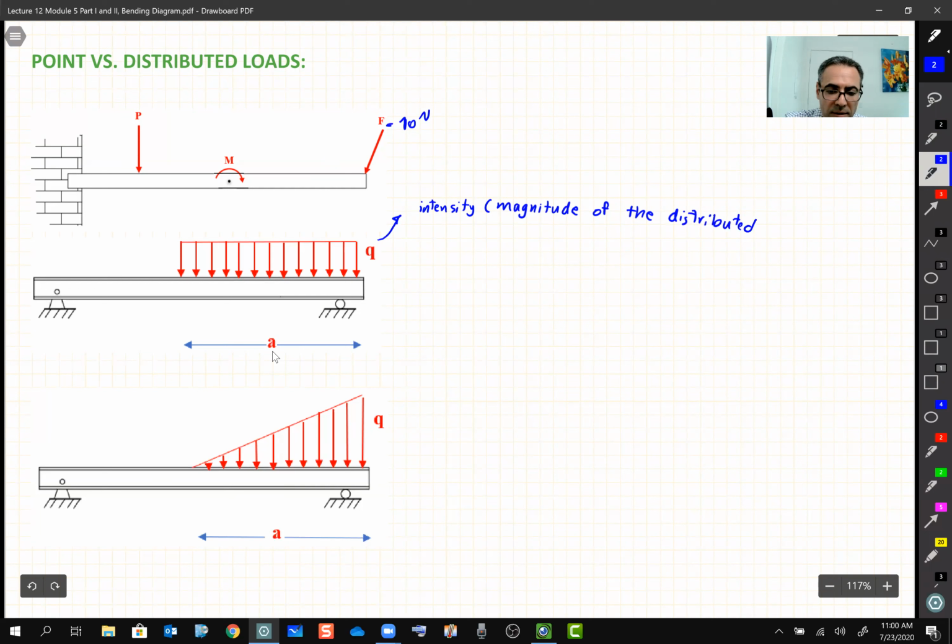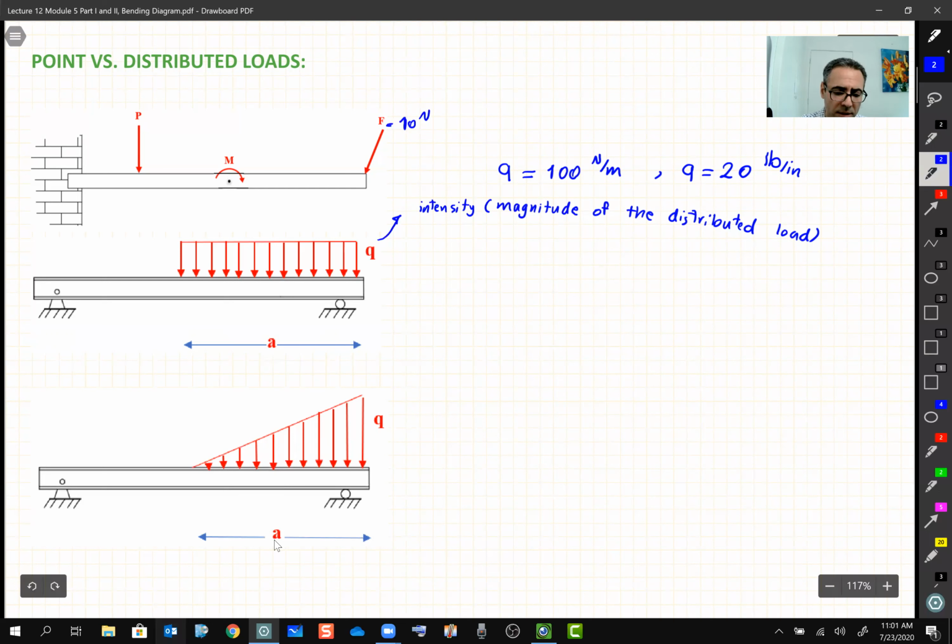Distributed load, okay? People call it intensity. And how people define this, for example, they say this Q is equal to 100 Newton per meter. It means that every meter there is 100 Newton equally being distributed. This is the way we say it. Or we may say that this Q is, let's say, 20 pound per inch. Again, it means over 1 inch, I have distributed 20 pound force, all right?